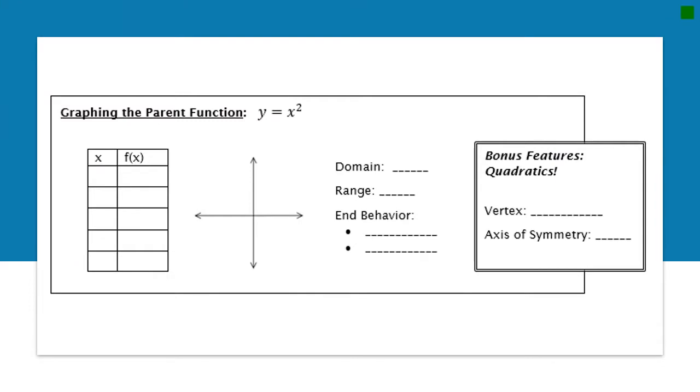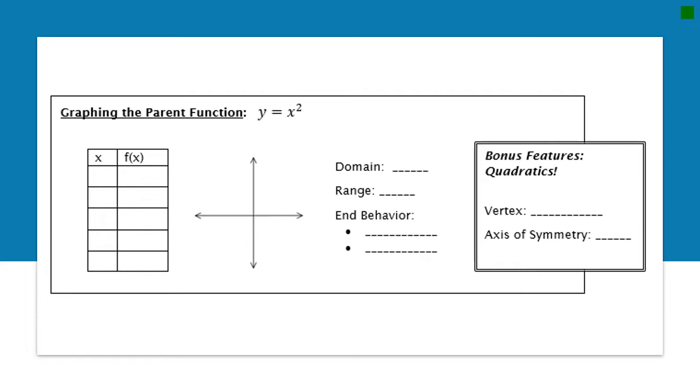We're going to focus just on the quadratic family today. The parent function is y equals x squared. In order to show you what the graph looks like, which as you should know is a parabola, I'm going to make a table of values so that you can kind of see what's going on.